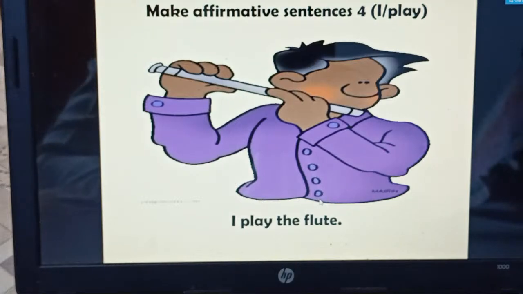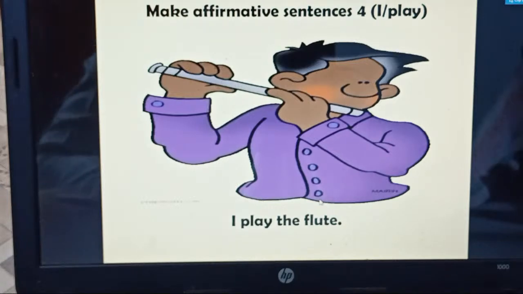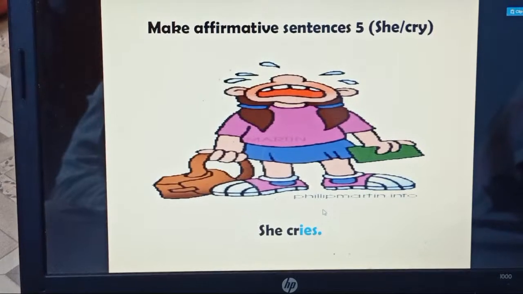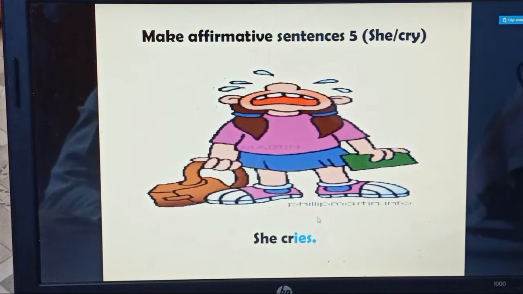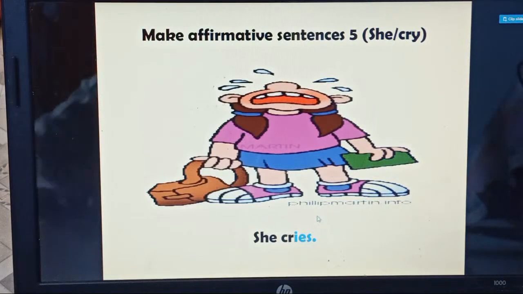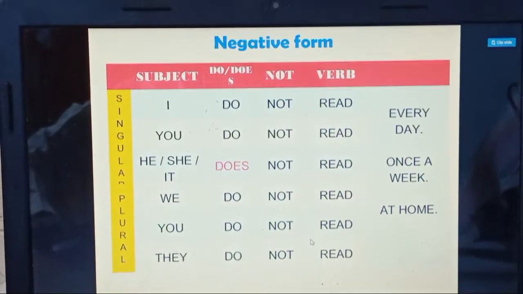Okay, so let's look at next one. Subject is here she. She cries. She cries. She cries. Simple present tense is used for things that happen regularly.